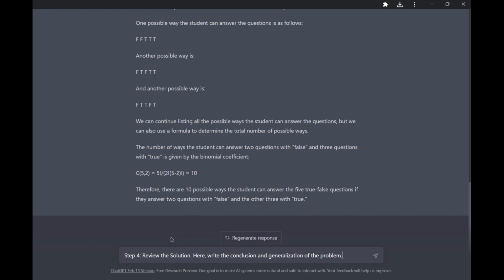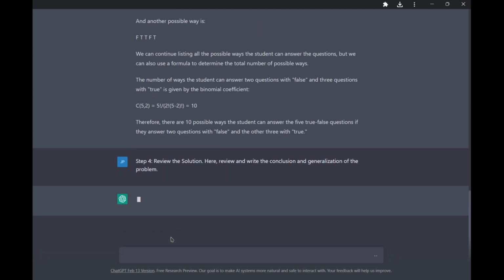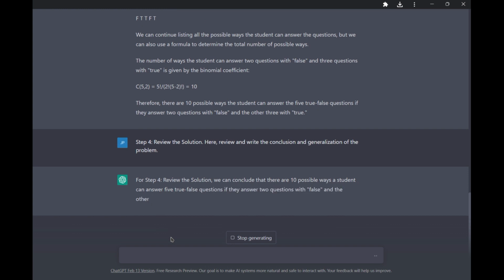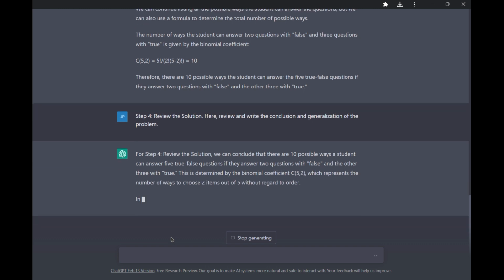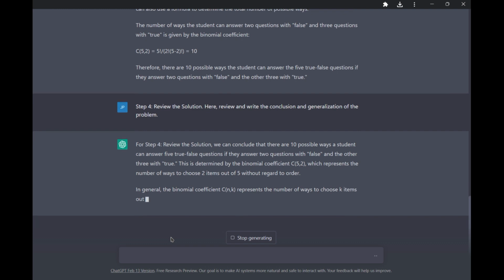Step 4. Review the solution. Here, review and write the conclusion and generalization of the problem. For step 4, review the solution, we can conclude that there are 10 possible ways a student can answer 5 true-false questions if they answer 2 questions with false, and the other 3 with true. This is determined by the binomial coefficient C(5,2), which represents the number of ways to choose 2 items out of 5 without regard to order.